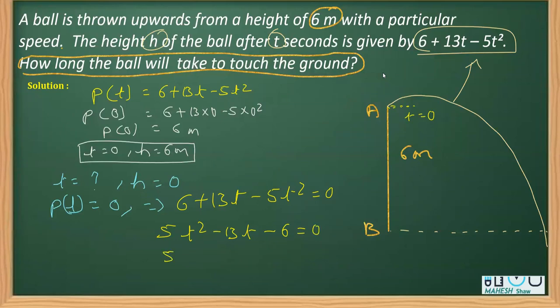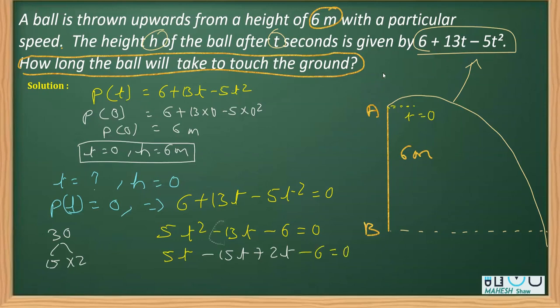Now I can factorize it. 6 into 5 is 30, right? From the factors of 30, we have to obtain 13 here. So I can write 15 into 2. So this is minus 15t plus 2t and minus 6 equal to 0, right? And if I take this thing common, this is minus 6 equal to 0.